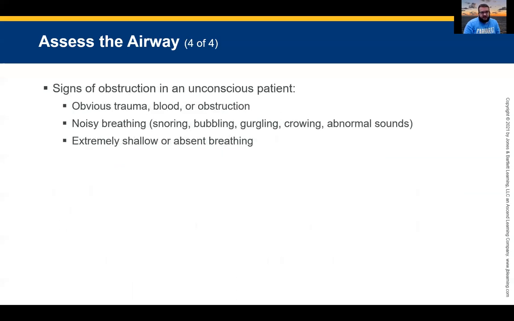Signs of obstruction in an unconscious patient: obvious trauma, that's a given. Blood or other obstruction. If you see an obstruction in their mouth, like their mouth is full of blood and teeth, who knows what else could be in the airway? That's obvious. Noisy breathing, such as snoring or bubbling, gurgling, crowing, stridor, or other abnormal airway sounds.